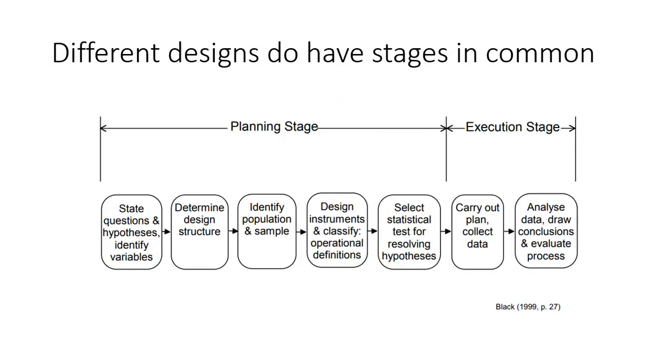Different designs, though, they do have stages in common. So even if we're doing quantitative research, we should have a planning stage where we state our questions and our hypotheses. We were talking about this. We had some hypotheses about the relationship between organised religion and alcohol consumption. And we identified the variables. So the variables in our case were people who drink, people who don't drink, the price of alcohol.